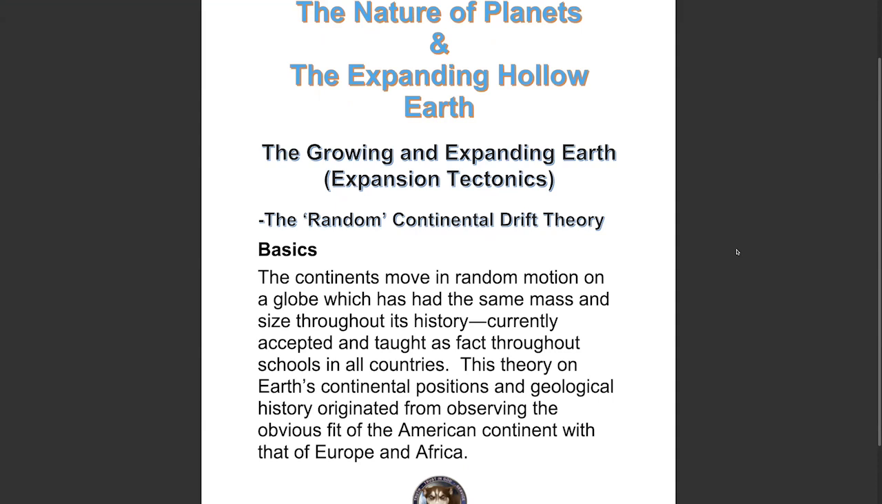The current accepted theory is known as the random continental drift theory. Basics on this for those that don't understand it: the continents move in a random motion on a globe which has had the same mass, and that's the key point here, throughout its history. Currently, this is accepted and taught as fact throughout schools in all countries. This theory on Earth's continental positions and geological history originated from observing the obvious fit of the American continent with Europe and Africa.